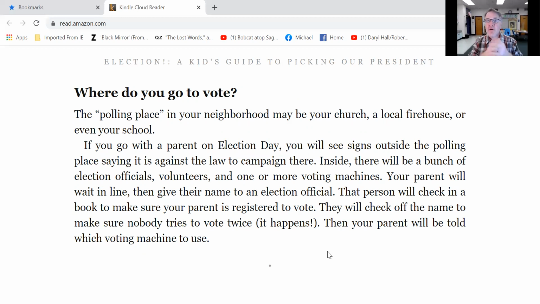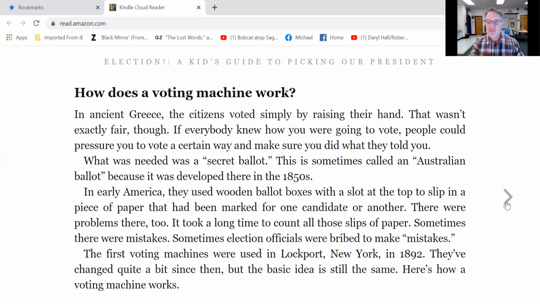For example, since I voted early in downtown Clearwater, if I showed up at my polling place close to where I live, I might be arrested because I would be trying to vote twice. And we don't look too kindly upon that. Everybody gets one vote.